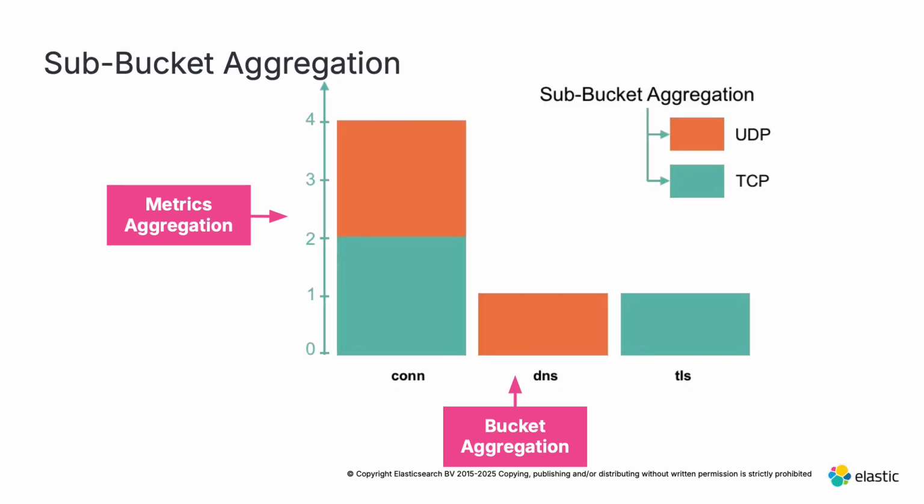We can further slice and dice our data with sub-bucket aggregations. Taking the same buckets from the previous bar chart of CON, DNS, and TLS, we add a sub-bucket aggregation of the transport layer protocol. UDP is represented as orange, and TCP is represented as teal. Within the CON log, how many documents are UDP, and how many documents are TCP? It looks like we have 2 documents UDP, and 2 documents TCP. For DNS, that's 1 UDP, and for TLS, that's 1 TCP document.